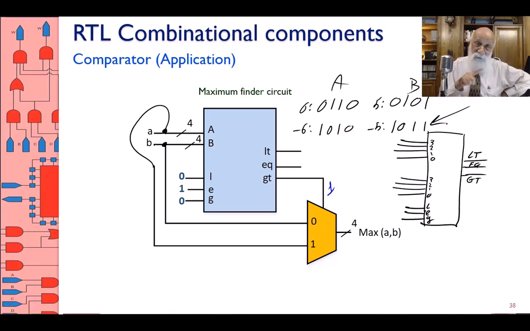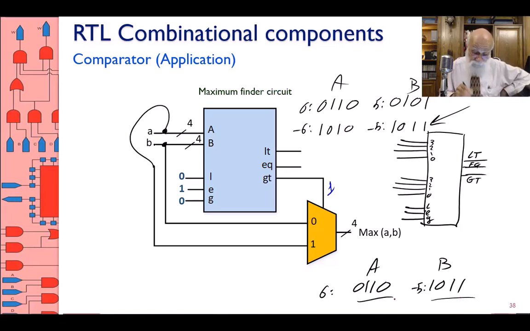If the numbers have different signs, that's where this magnitude comparator goes wrong. Different sign means that A is 0, 1, 1, 0. B is 1, 0, 1, 1. This is 6. This is minus 5 for you. The comparator sees this as 11 and sees this as 6, so it's going to say B is bigger. You don't like that answer.